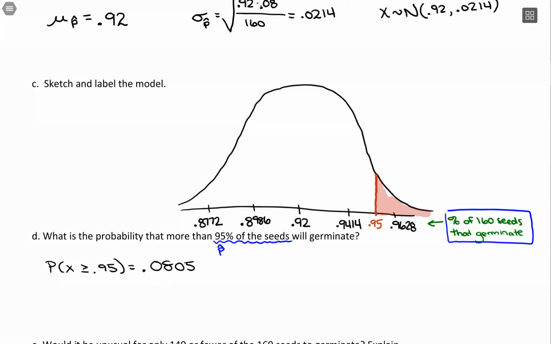So what this would translate to is there is an 8.05% chance that more than 95% of the seeds, even better at saying like 95% of the 160 seeds, throwing the sample size in there, because this is specific to a sample size of 160. If I switched this to like half of a packet of seeds, so 80 seeds, then these probabilities would all change. So seeds will germinate.